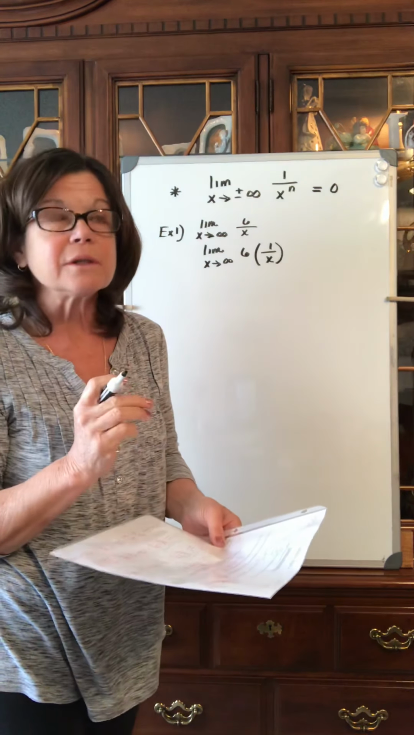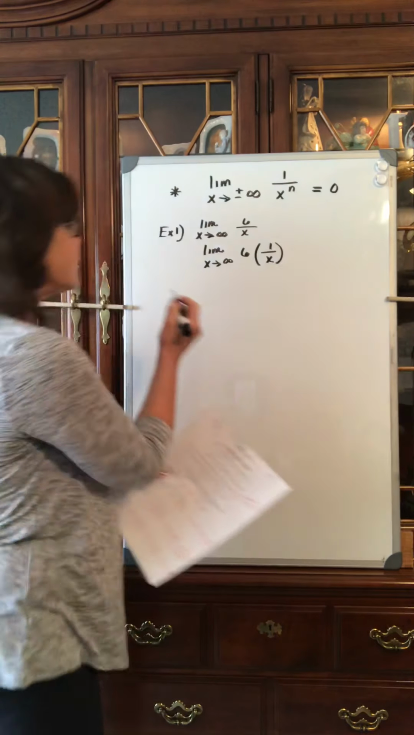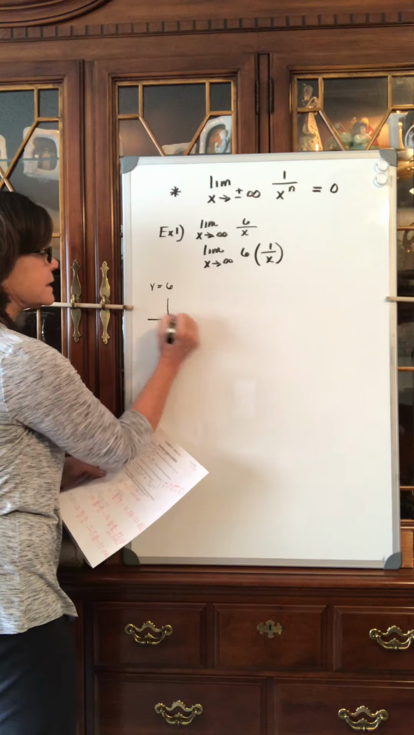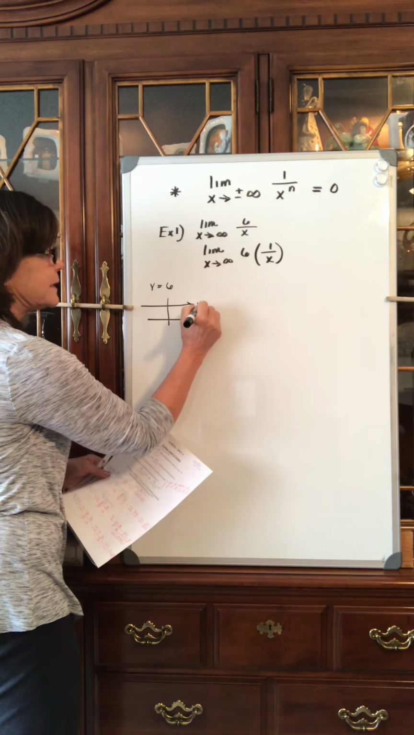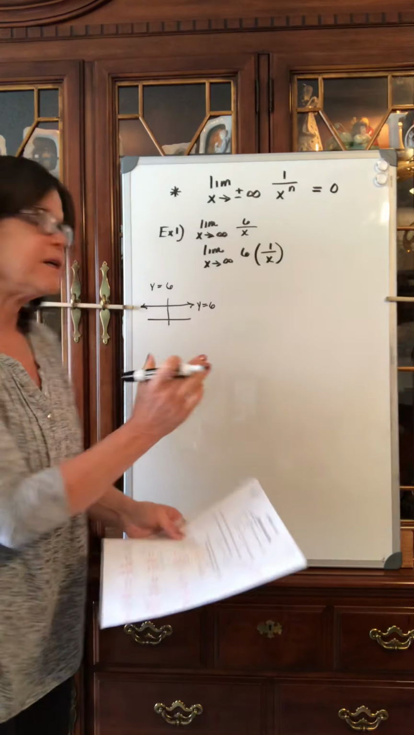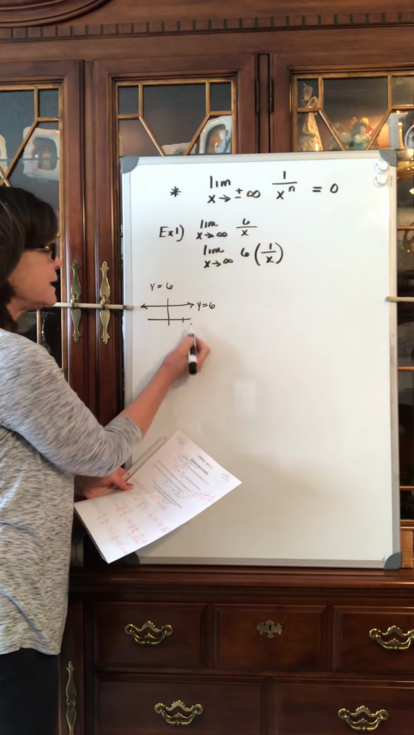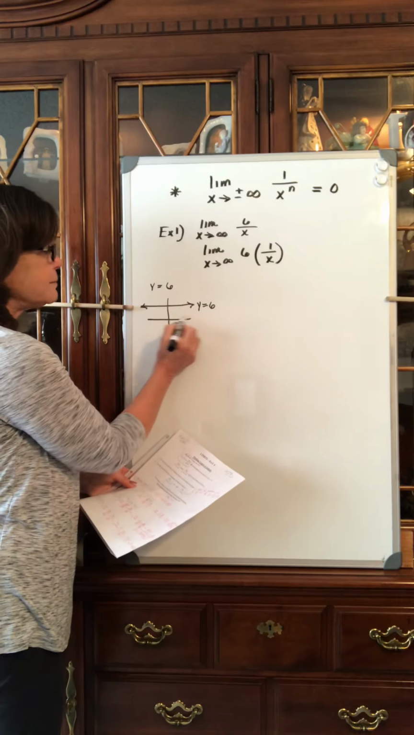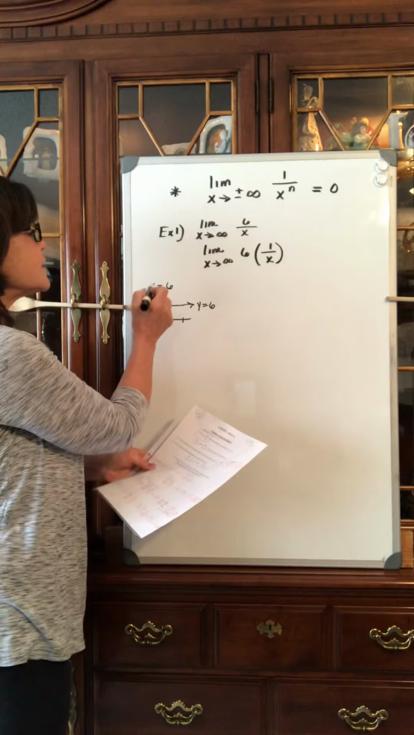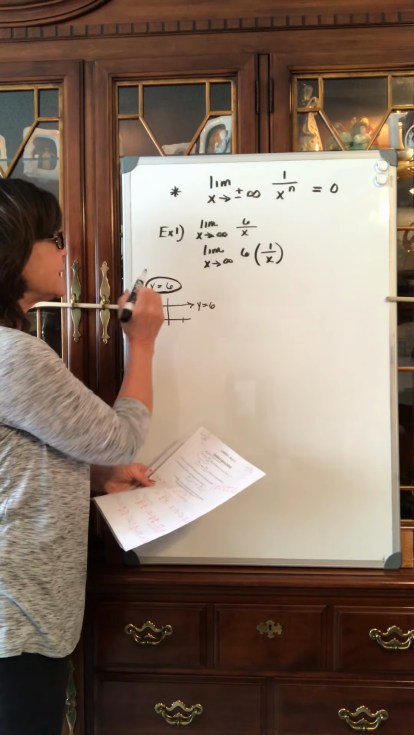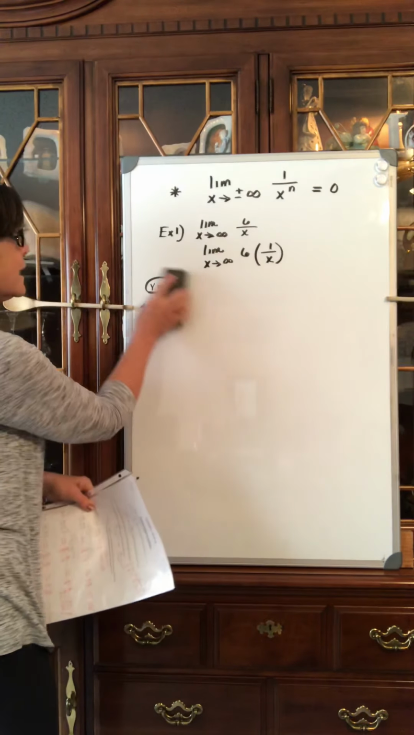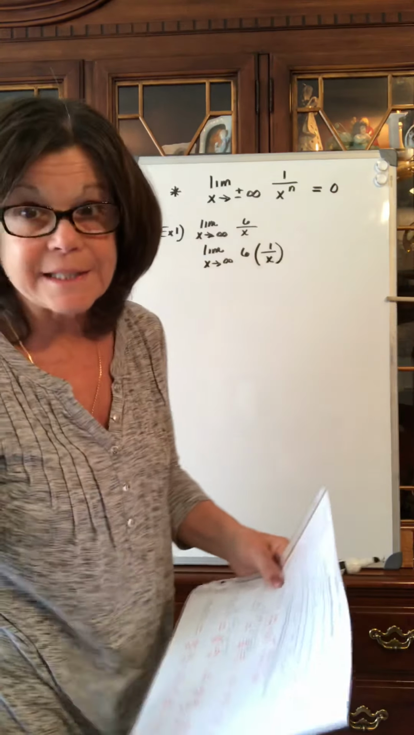That was in the notes from two days ago. If you look at the function y equals 6, it is a horizontal line that looks like this. No matter where you look at this function, as you approach x from the left and the right, this is only coming to a y value of 6. So any time you're taking the limit of a constant, the answer is that constant. That will be one of the questions on Friday's test.